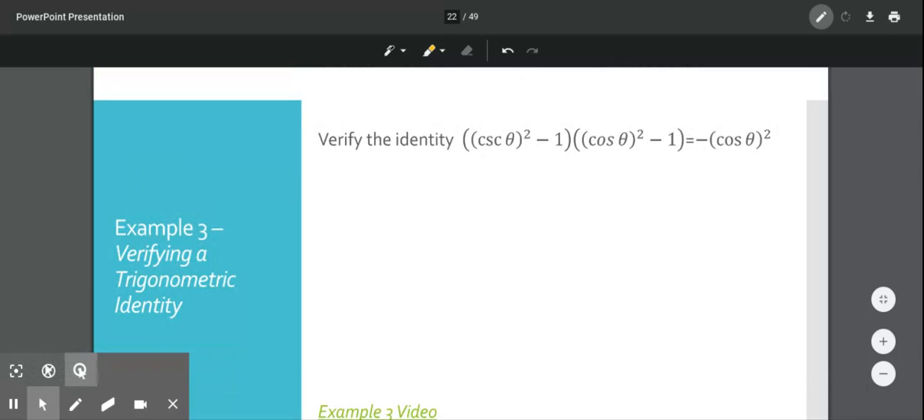All right, so the next one we have a cosecant squared minus 1 times a cosine squared minus 1, and we need it to equal a negative cosine squared. So again, probably simplifying the left will make more sense than trying to get the right side to look like the left. I would do trig identities if you have them. So cosecant squared minus 1 we know is cotangent squared. And cosine squared minus 1 is negative sine squared.